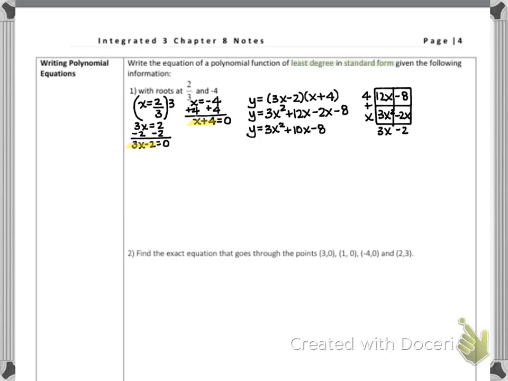Okay, there is my polynomial function, which just so happens to be a quadratic, of least degree, so I didn't add more stuff in than I had to. In standard form, it's all multiplied out, and I know that I used the roots to get the factors. So that's my answer right there. Let's go ahead and highlight this guy. So that is my final answer. Okay, let's move on to the next one.